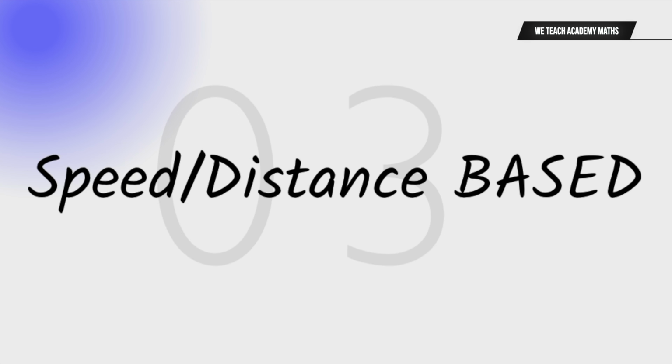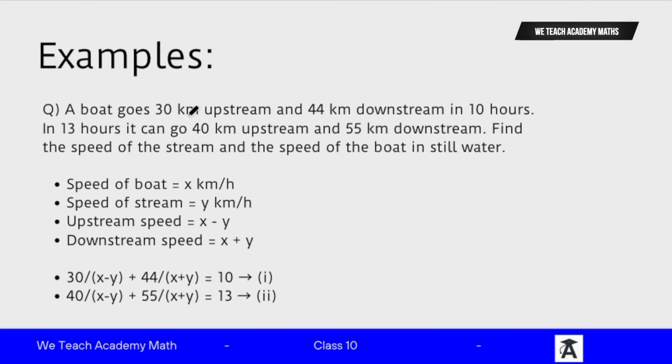Coming to speed and distance type questions, in this they give you the upstream and downstream of a boat. So they ask you the speed of stream and speed of boat in still water. So coming to an example, if a boat goes 30 km upstream and 44 km downstream in 10 hours, in 13 hours it can go 40 km upstream, 55 km downstream. Find the speed of the stream and the speed of boat in still water.